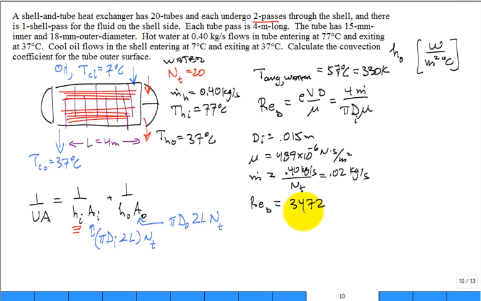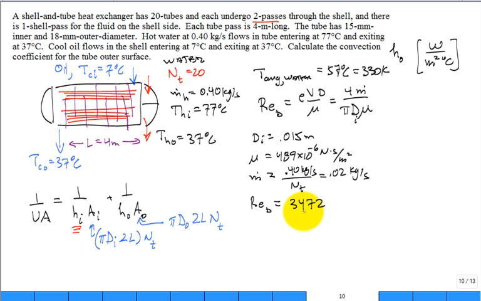Barely turbulent, but turbulent nonetheless. Okay. You could check the entrance region. How long will it have to go before it's fully developed inside each of those tubes? Rule of thumb.